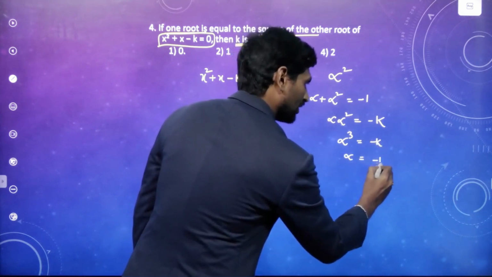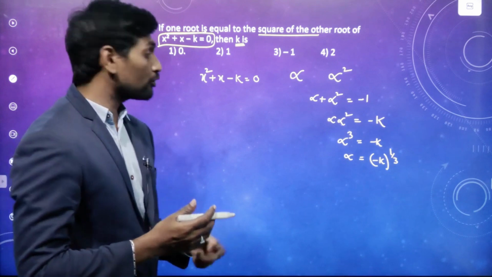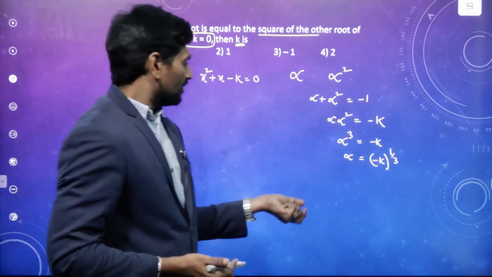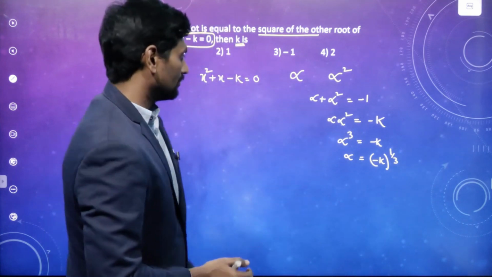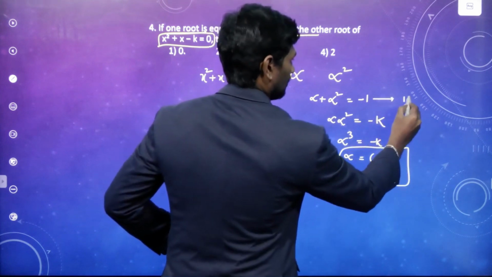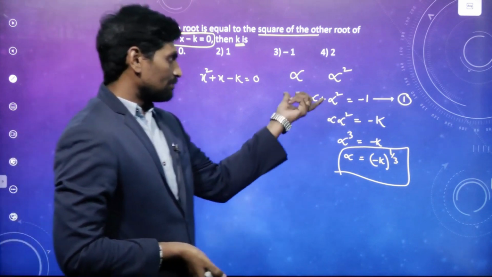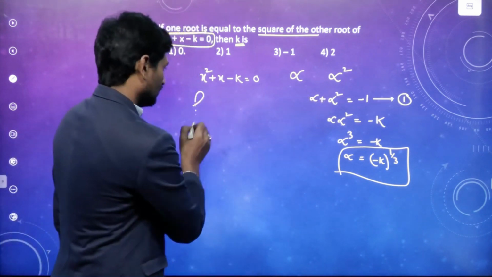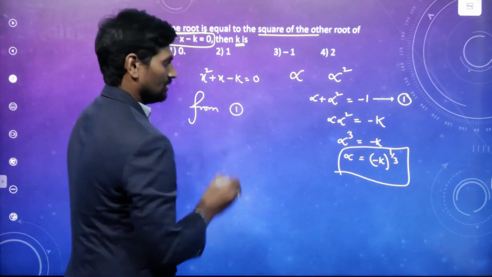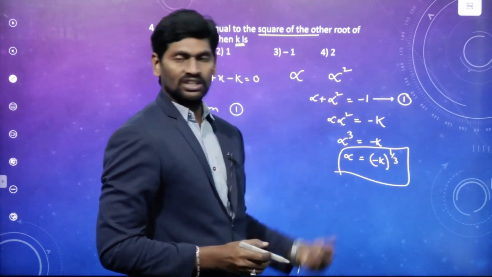From this, alpha is equal to minus k whole to the power of 1 by 3. That means if you transpose the cube to the other side, it will be cube root. The inverse operation of cube is cube root, and cube root is nothing but whole to the power of 1 by 3. Clear? Now the alpha value you have to consider as minus k whole power 1 by 3. Substitute in equation 1.